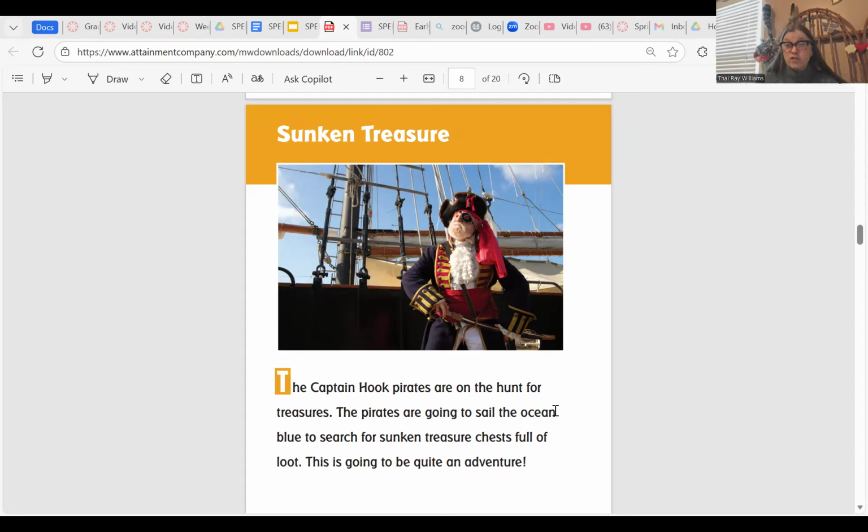That means a treasure chest that fell off of a ship and sank to the bottom of the ocean, and it has loot in it. You know what that means? That means it has things like gold, coins, and diamonds in it. This is going to be quite an adventure. So you just saw me define what that was if my students didn't know.